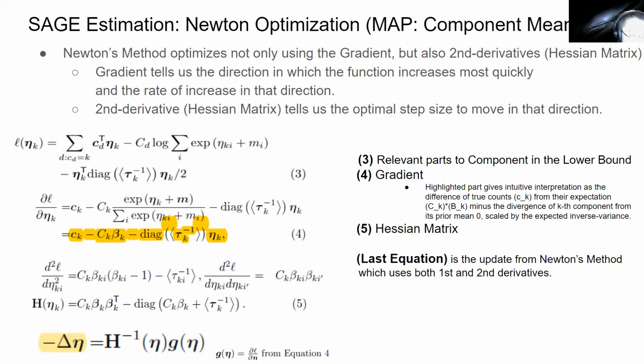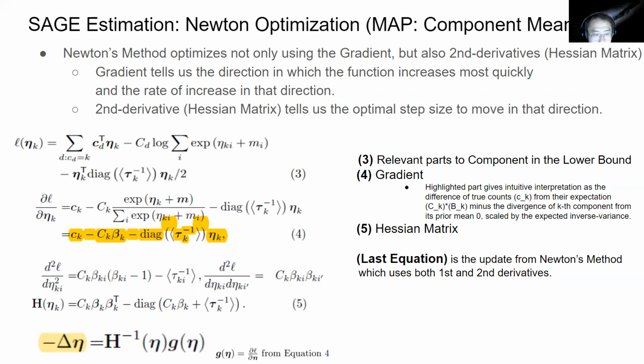The first term here is the second derivative with the same variable, and the second term is with a different variable, right? This is composed of the Hessian matrix, which tells us the optimal step size, how much we have to move in our optimization step. So the last equation now shows that we're clearly using both.